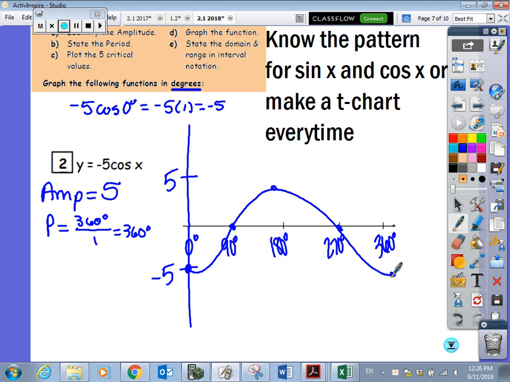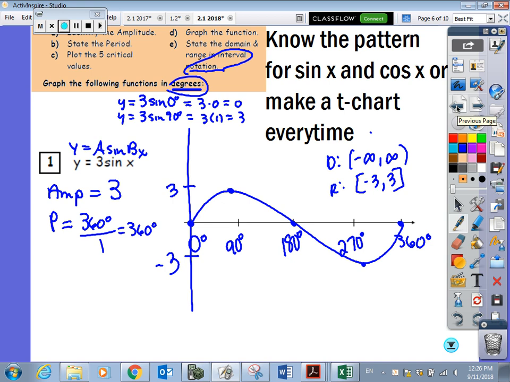But it's negative 5 times 1, and then last time it was 3 times 0. Because that's what was given. So this given is y equals negative 5 cosine x. So here are the x's that I plug in. This one, y equals 3 sine x. So I just have to do whatever the problem is.